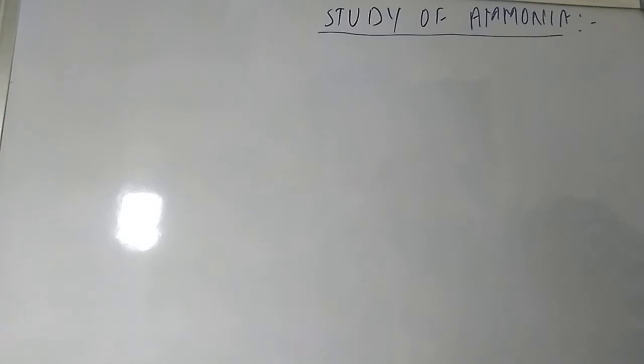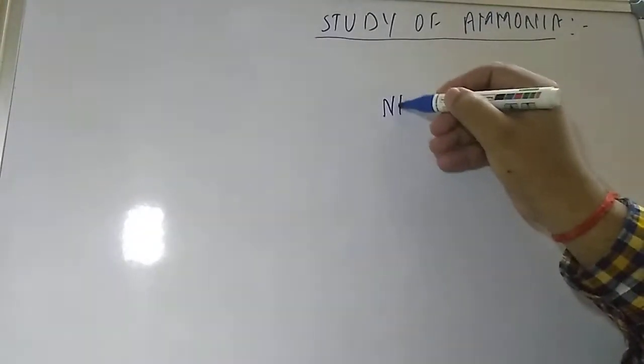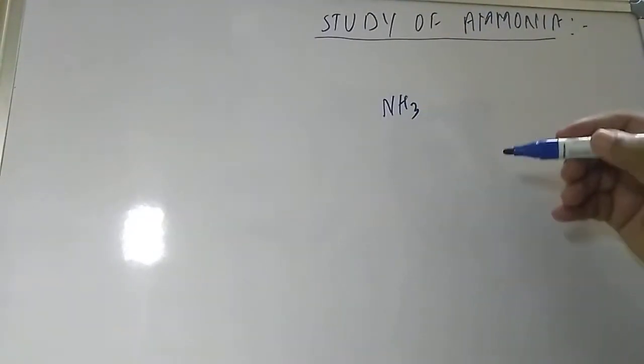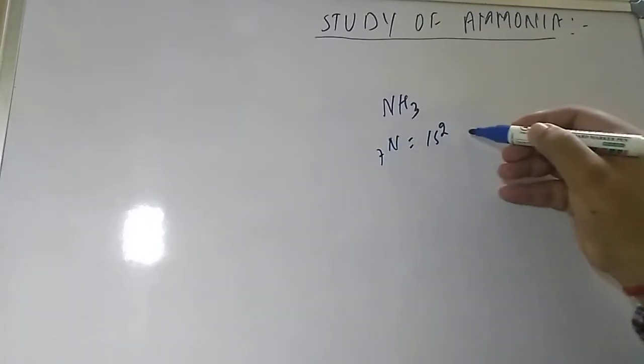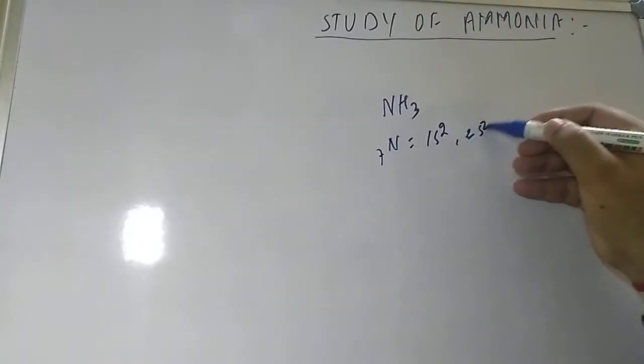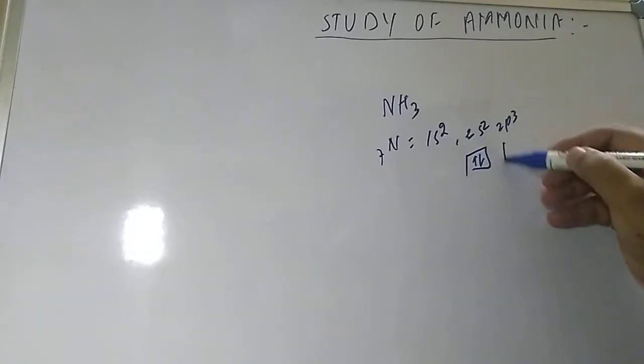I'm going to explain the preparation and properties of ammonia. So let us see what is the study of ammonia. The formula of ammonia is NH3, and the electronic configuration of nitrogen is 1s2 2s2 2p3. Now you see the distribution in the orbital.